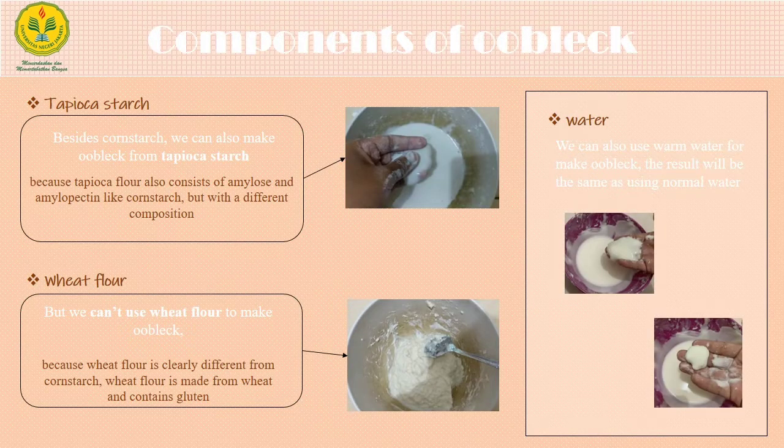Besides cornstarch, we can also make Oobleck from tapioca starch, because tapioca flour also consists of amylose and amylopectin like cornstarch, but with a different composition. But we cannot use wheat flour to make Oobleck, because wheat flour is clearly different from cornstarch. Wheat flour is made from wheat and contains gluten. And we can also use warm water to make Oobleck. The result will be the same as using normal water.